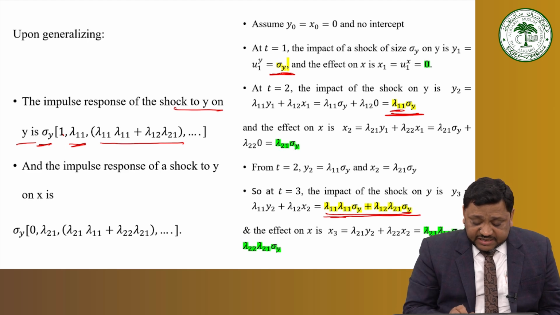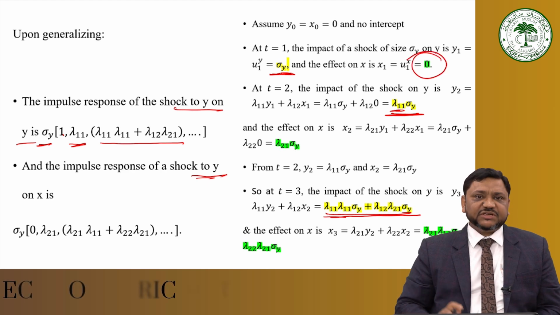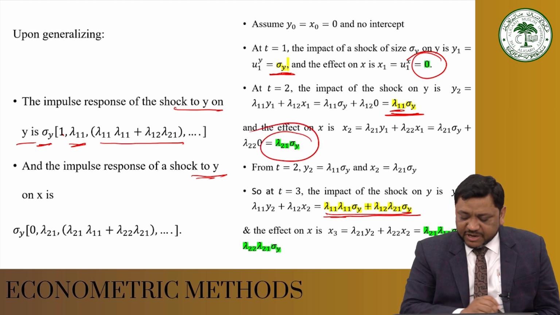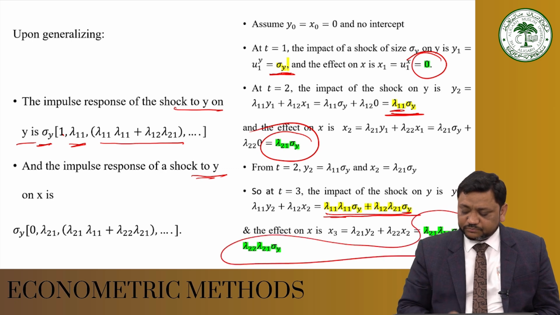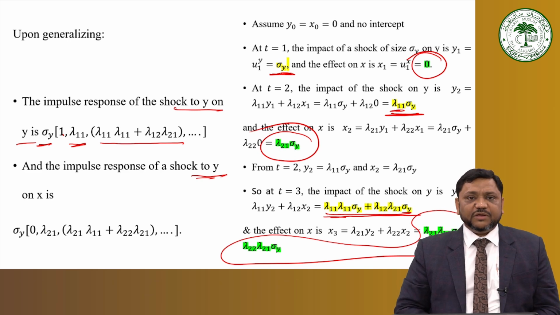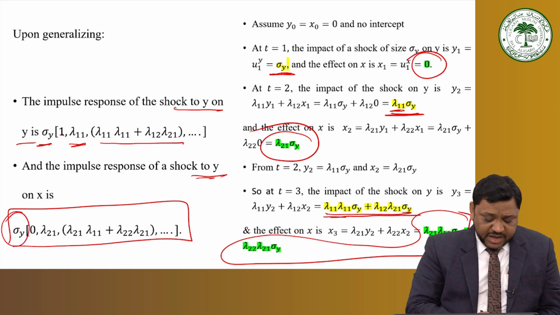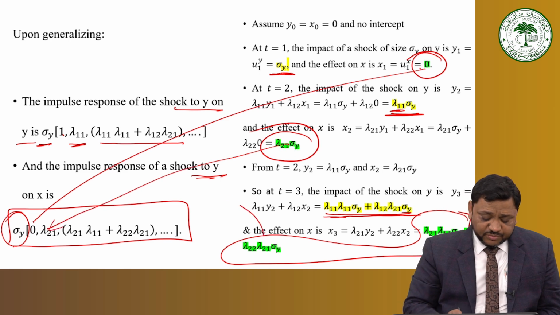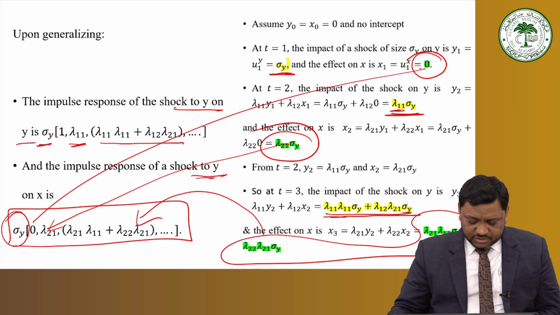Now let us see the next case, the shock to y on x. What was in the first case? It was just a 0. We have seen the derivation before. In the second case it was lambda 21 sigma y. In the third case it is this term, lambda 21 lambda 11 sigma y plus lambda 22 lambda 21 sigma y. We write this in the general form by taking sigma y common, and here it is 0. This 0 comes over here, this lambda 21 comes over here, and this term comes over here. So this is how you write the impulse response function in the general format.